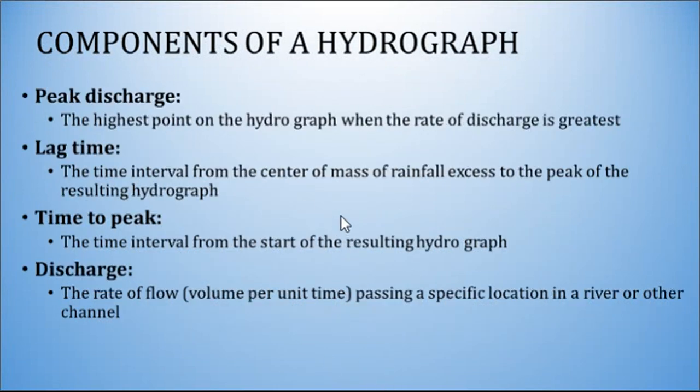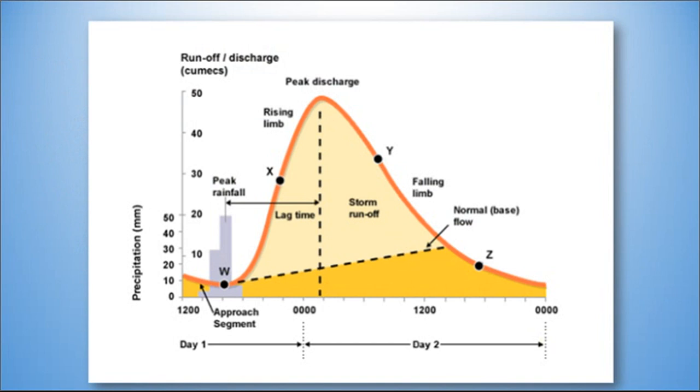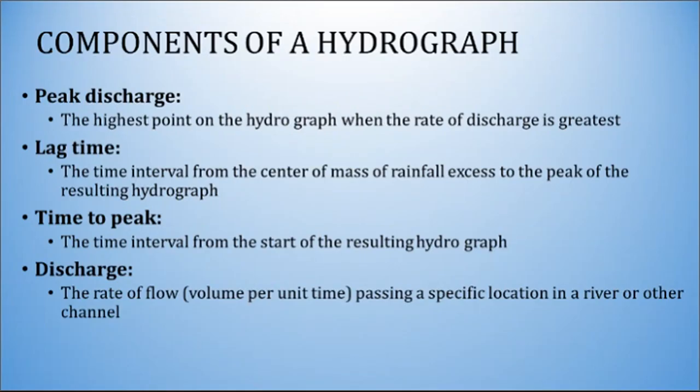Peak discharge, it is shown here. The highest point of the hydrograph, when the rate of discharge is the greatest, is called peak discharge. Lag time: the time interval from the center of mass of rainfall excess to the peak of the resulting hydrograph. We will understand this term rainfall excess later. Just understand that the time interval from the center of mass of rainfall excess to the peak of the resulting hydrograph is called lag time.